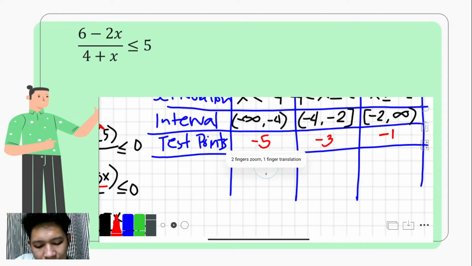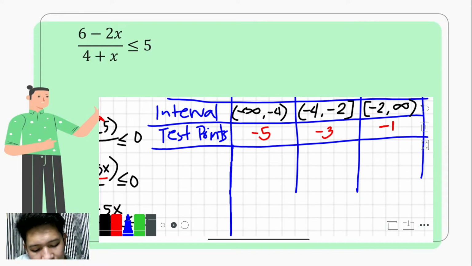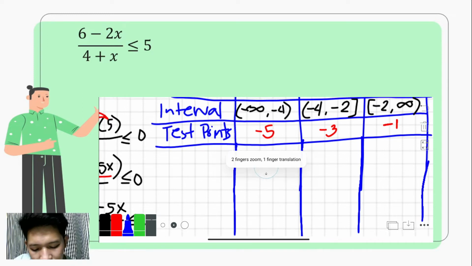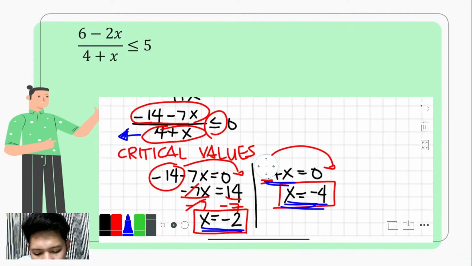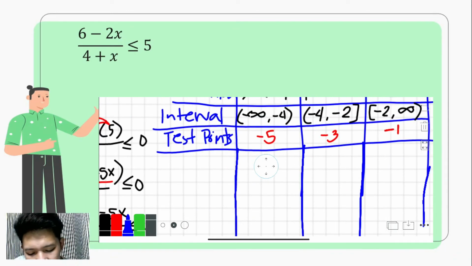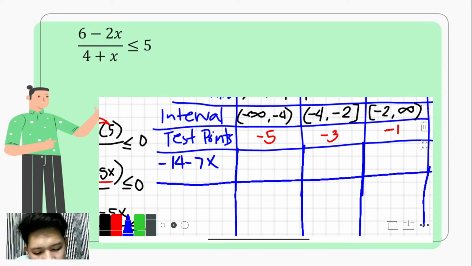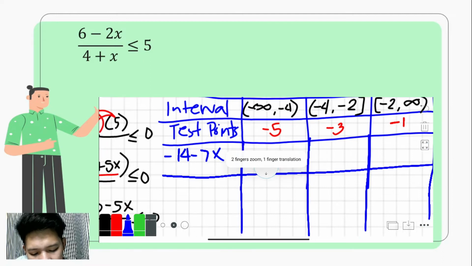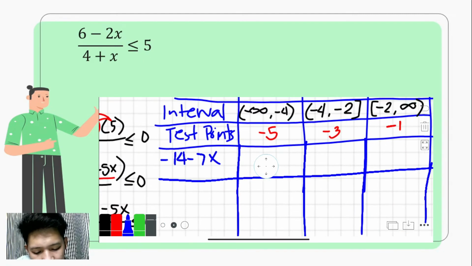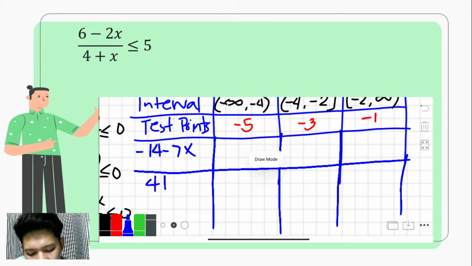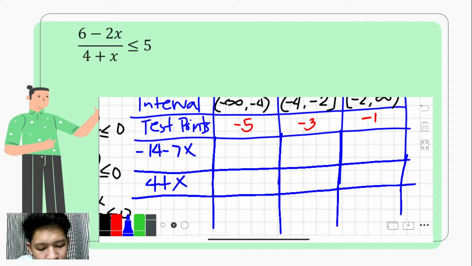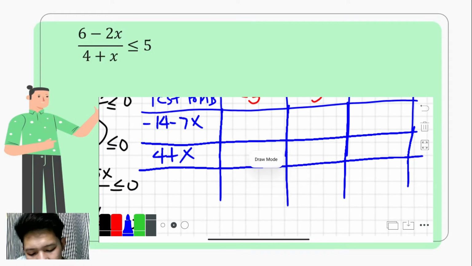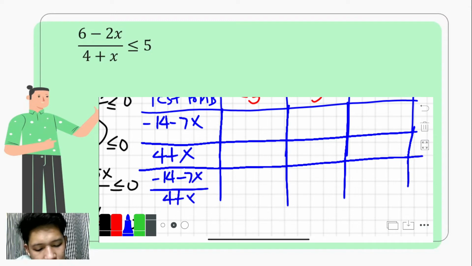Alright? And then after that, we list down our critical values here to test the points. So our critical values are negative 14 minus 7x, and then the next one is 4 plus x, and then the last column or the last row would be allotted for the whole expression. So that is negative 14 minus 7x over 4 plus x. And then we test the points.